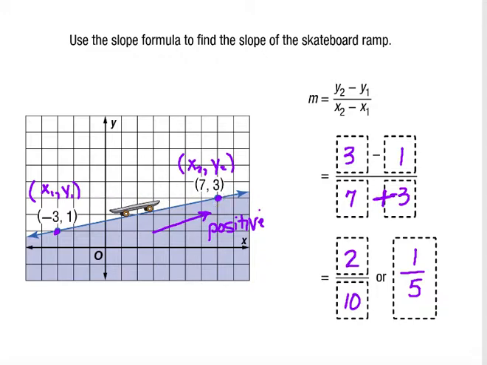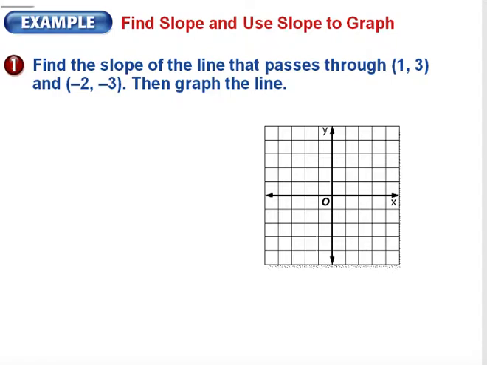We can also, because this is graphed for us nicely, count that change. So really, I can count up, rising 2, and it's running 1, 2, 3, 4, 5, 6, 7, 8, 9, 10. So you can see the rise is 2, run is 10, which reduces to our slope of 1/5. Okay, so you've seen me do it on the graph and you've seen me do it using the formula.